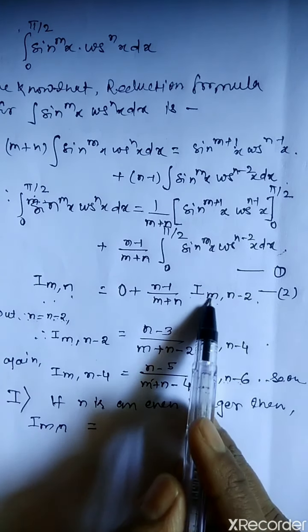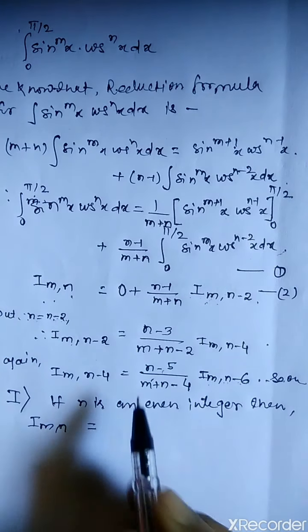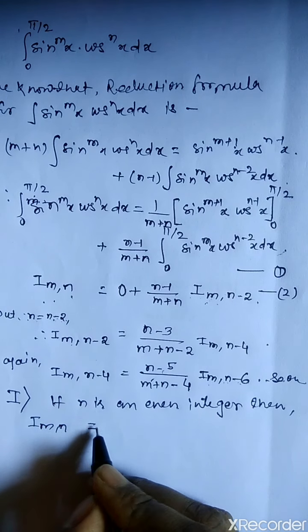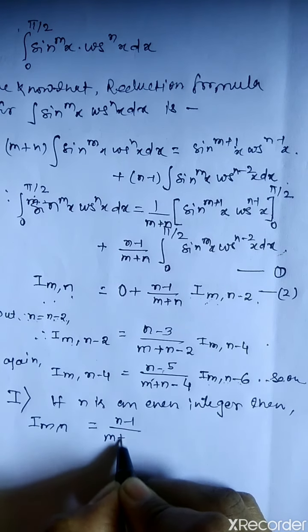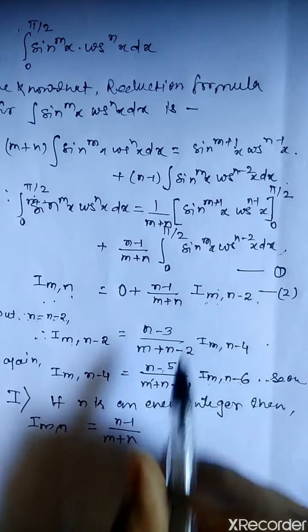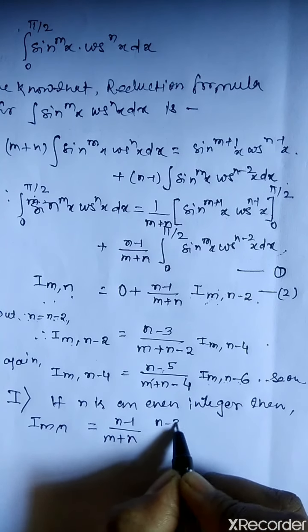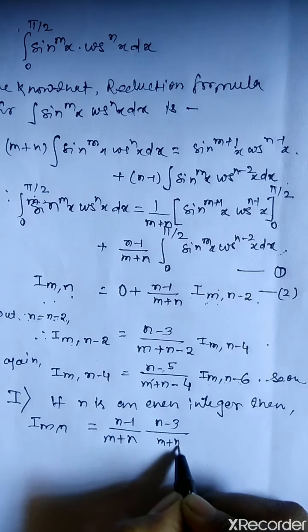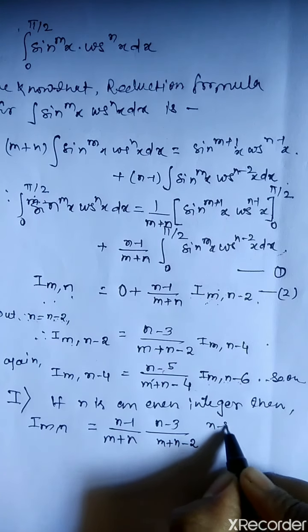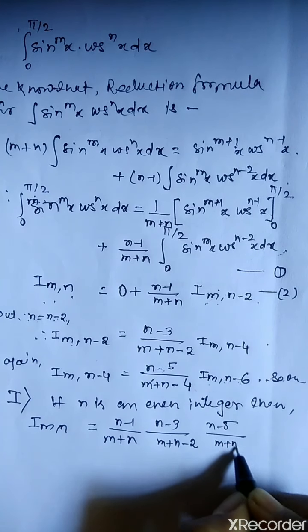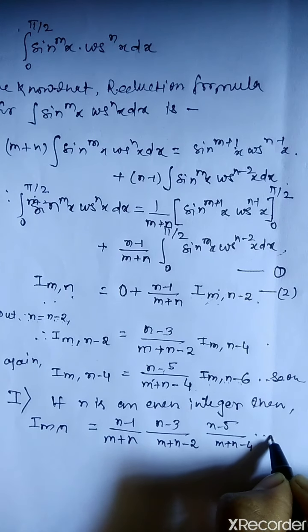So one by one we'll put this value here, and we are left with the value of I_{m,n} equals (n minus 1) by (m plus n). And now we will put this value again here. So we get (n minus 3) by (m plus n minus 2). Next we put this value here. So (n minus 5) by (m plus n minus 4), and so on.